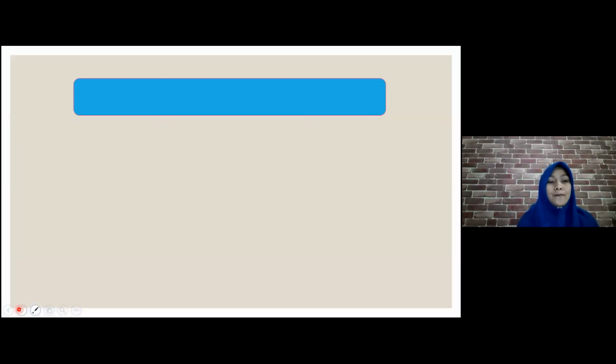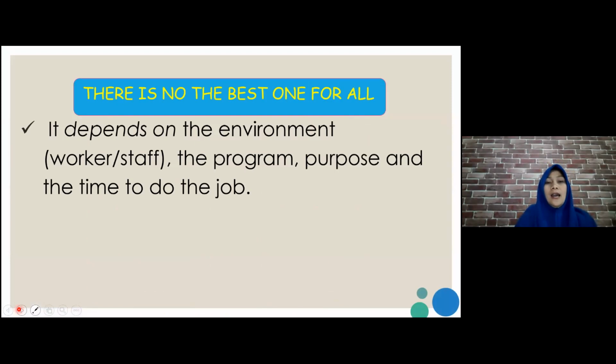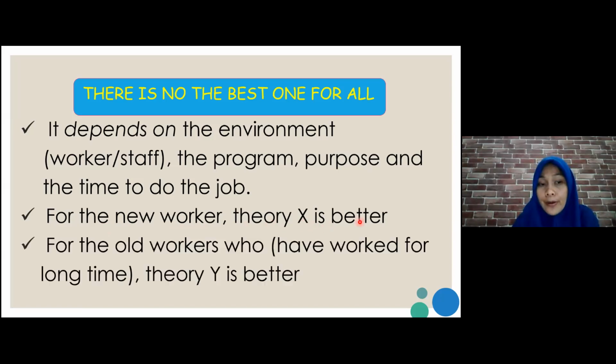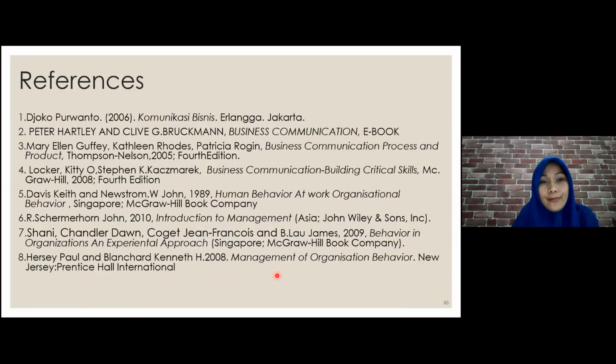Okay. Now, Hersey and Blanchard state there is no single best style for all. It depends on the environment, the worker, the program, the purpose, and the time of the job. For new workers, the X theory is better. But for old workers who have worked for a long time, the Y theory is better.